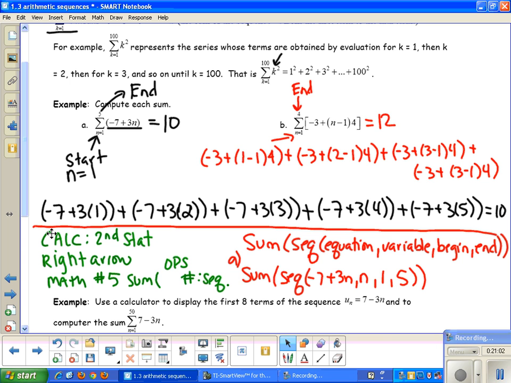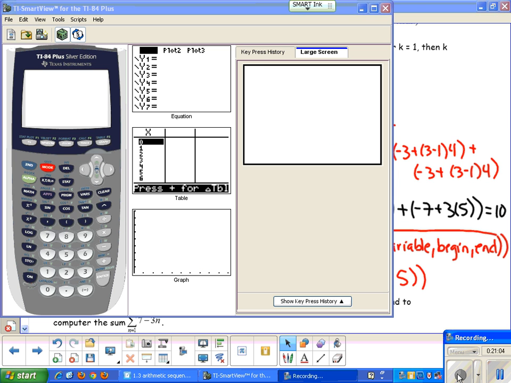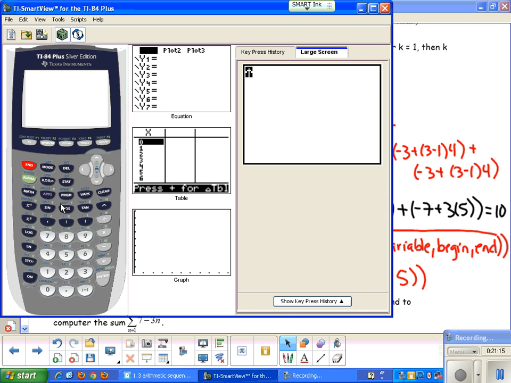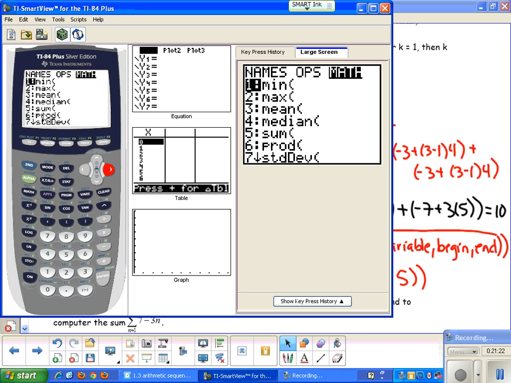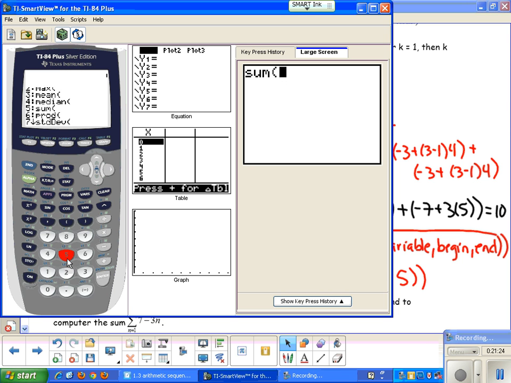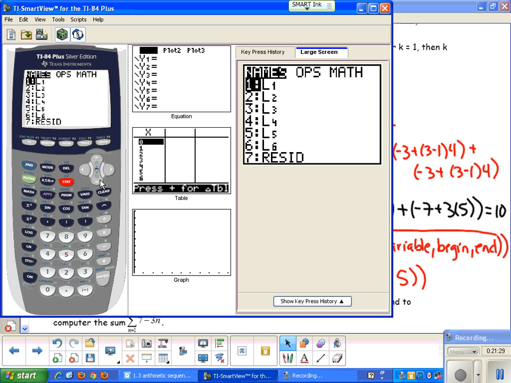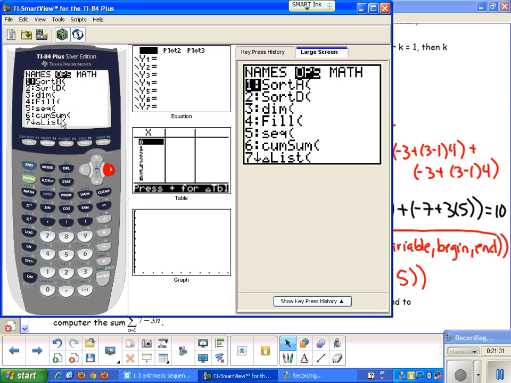So let's go ahead and plug this into our calculators. It doesn't matter if you're in sequence mode or if you're in function mode. If you're in sequence mode, your variable is going to be n. If you're in function mode, it'll be x. So either way, it doesn't matter. So go to second stat, and then right arrow over to math. And notice that number 5 is our sum, so I'm going to hit 5. And then go to second stat again. And the middle column, see it says sequence right here, so number 5 again.